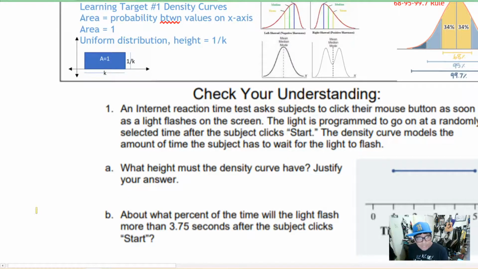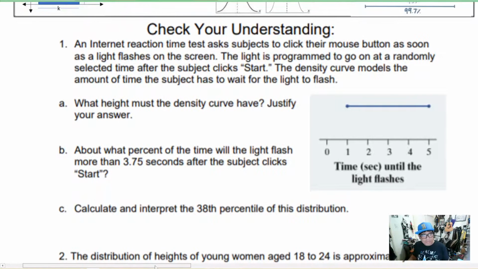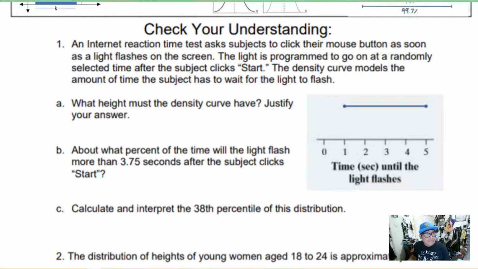An internet reaction time test asks subjects to click their mouse button as soon as the light flashes on the screen. The light is programmed to go off randomly after a selected time. The density curve models the amount of time that the subject has to wait for a flash. What height does this density curve have to have? Well, taking a look at the density curve here, this density curve has a width of 4. And if that density curve has a width of 4, then the height needs to be 1/4. So the height of the density curve should be 1/4.